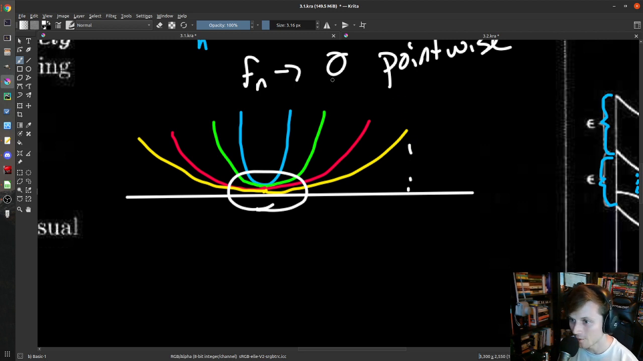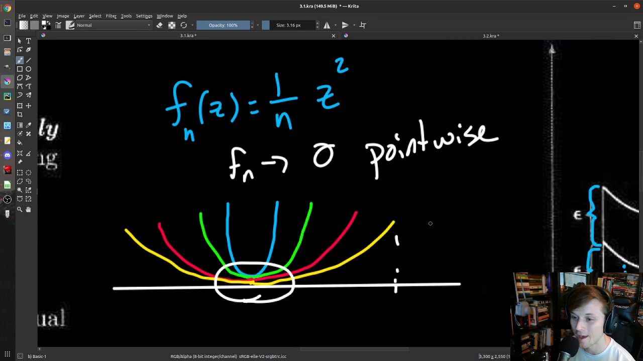And in fact, for some of these, like the blue one, just imagine how high up it would be over here. You can't even really draw it in. It would be way off the screen, out of my house high. So that is the kind of thing where you don't get uniform convergence.